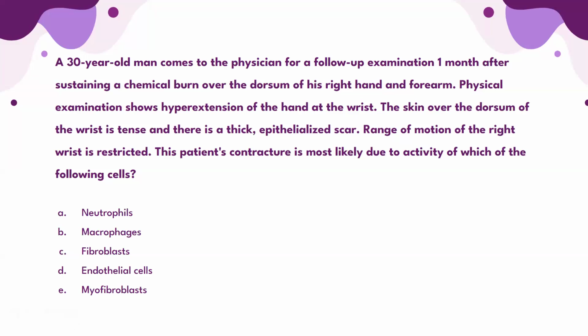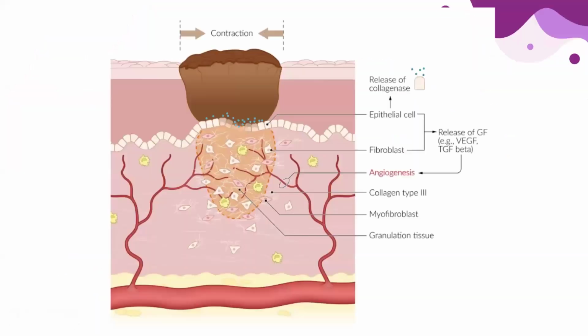E. Wait, so are they asking what causes contraction of the wound? Mm-hmm. Myofibroblasts. Yes, exactly. So let's look at this picture right here. So we have the edges of the wound right here, right? And then these cells you see here, these are myofibroblasts. Now, as the name suggests, myofibroblasts have some sort of a muscle component to them. That's why it says myo, right? And the most important function of muscles is to contract.